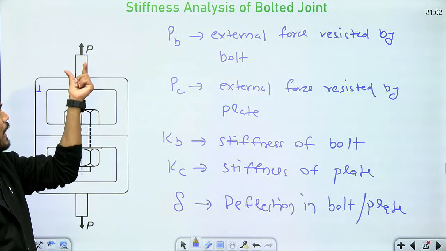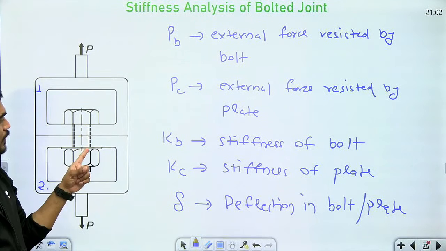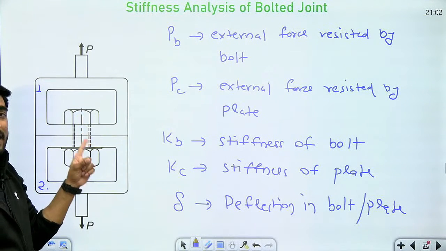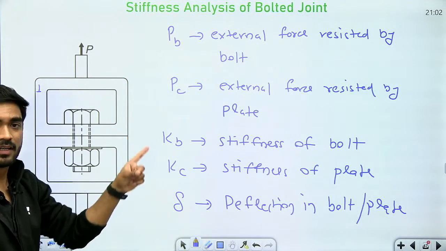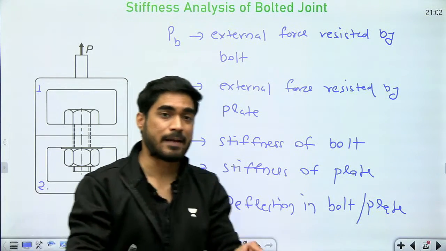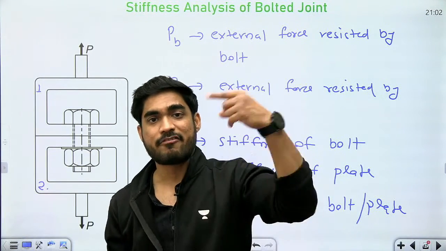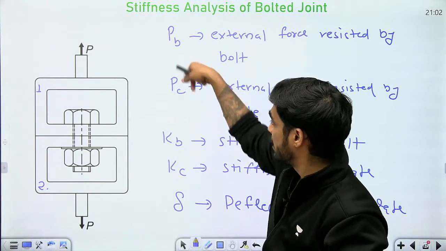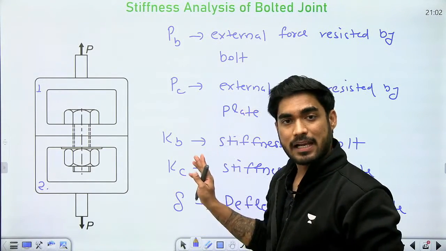So beta, if I apply a force P, then the deformation in both will be the same. Force will be different. In series connection, force is the same and deformation is different. In parallel connection, deformation is the same and force is different. So force is different in both, deflection is the same in both. So that is parallel connection.